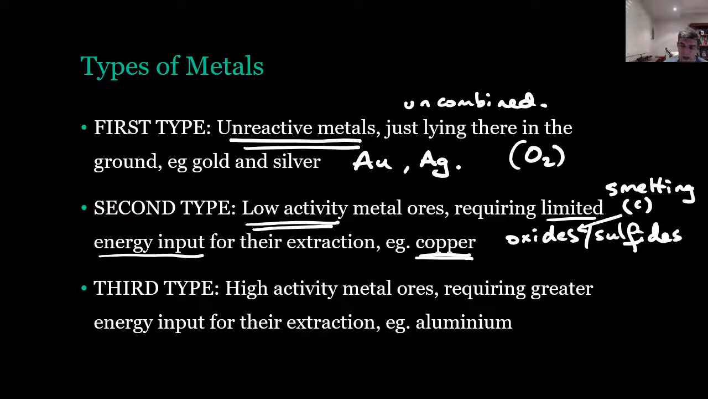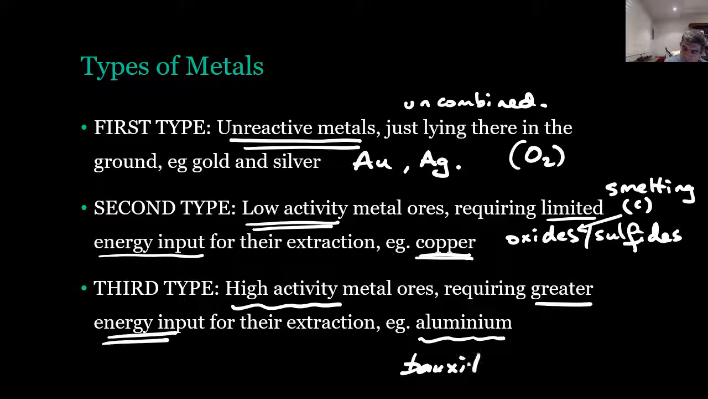And the third type are the high activity metals. And these are the ones that require significant energy input in order for their extraction. So once we start getting onto something like aluminium being extracted from the ore bauxite, we start to move to things like electrolysis, the supplying of electrical energy in order to break the bonds and purify the metal.